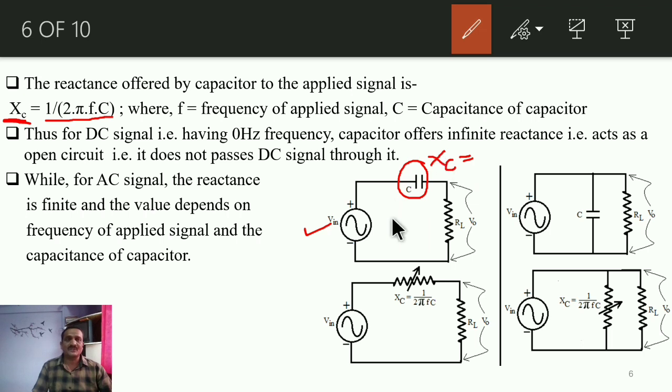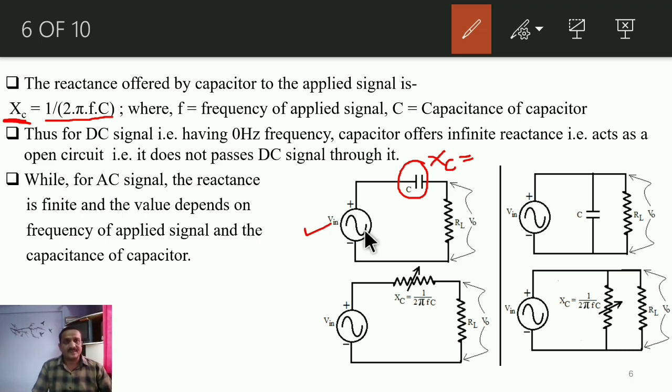This capacitor will act as an open circuit. And whenever it acts as an open circuit, there is no path for the flow of current from source to this load resistance, and that's why the voltage drop across RL will remain 0. So for a 0 Hz input signal, the obtained output will be 0, right?